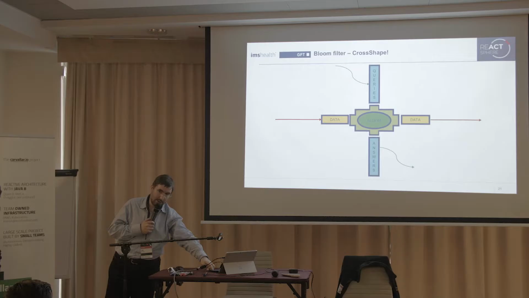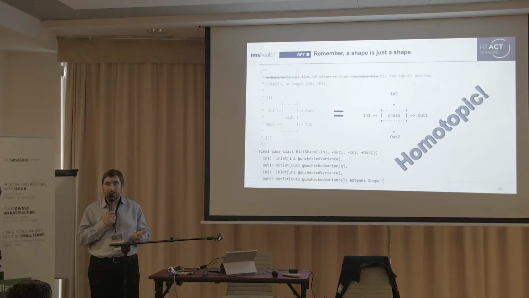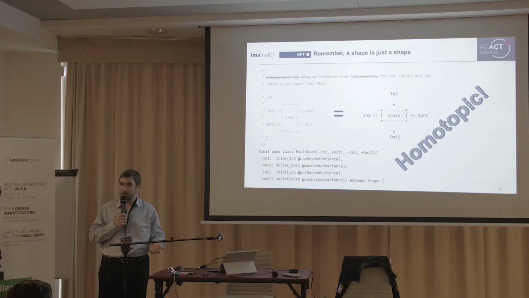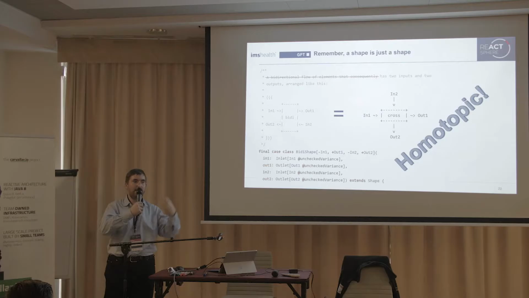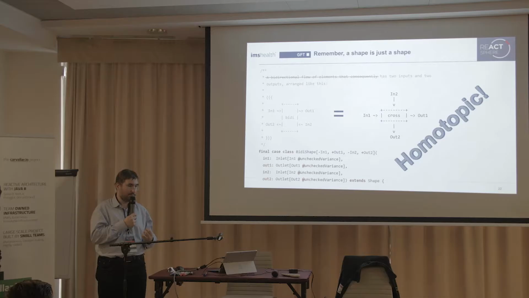And still, you don't need to create your own stage because these 2 stages are homotopic, which means that they have the same shape. A shape is just a shape. And a BidiShape has 2 ins and 2 outs. But a BidiFlow is something completely different. A BidiFlow is two flows stacked one on each other with two directions. So a flow has content, and a shape has just a shape. So you can just rearrange your legs so that they stick out in the order you'd like to have them. So you can use the BidiShape for that.